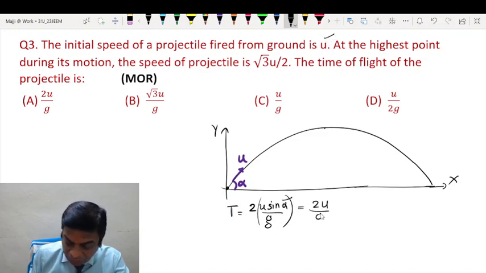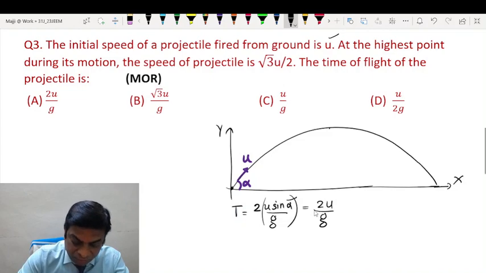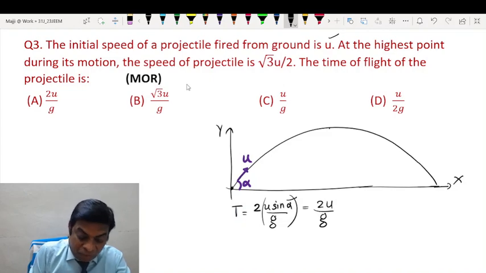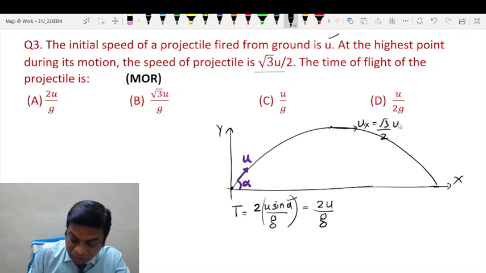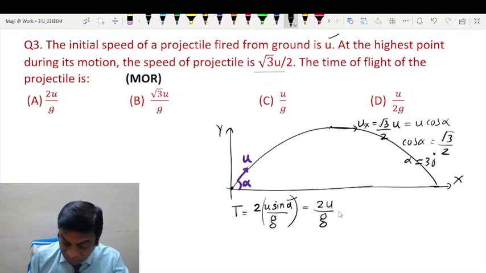So in order to know alpha, we have been furnished with the information that the speed of the projectile is this at the highest point. As we all know, at the highest point, only the horizontal component remains. So if the horizontal component is root 3u by 2, which is also equal to u cos alpha, then you can see that cos alpha is root 3 by 2. In other words, alpha is 30 degrees because cos 30 is root 3 by 2.